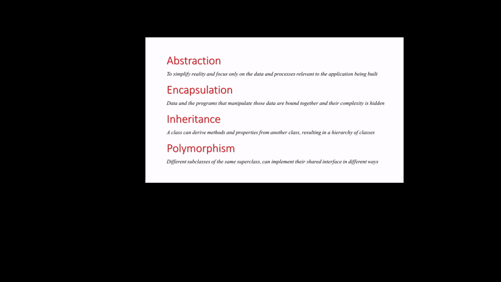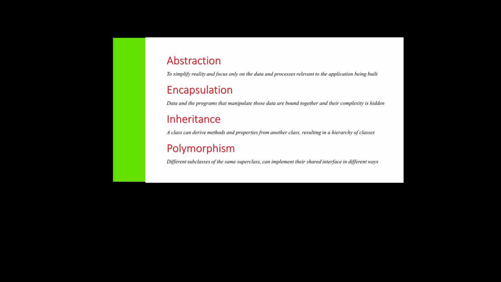Polymorphism means that different subclasses of the same superclass, which therefore share the same interface, can implement those interfaces in their own ways by overriding the code of the methods they inherit.